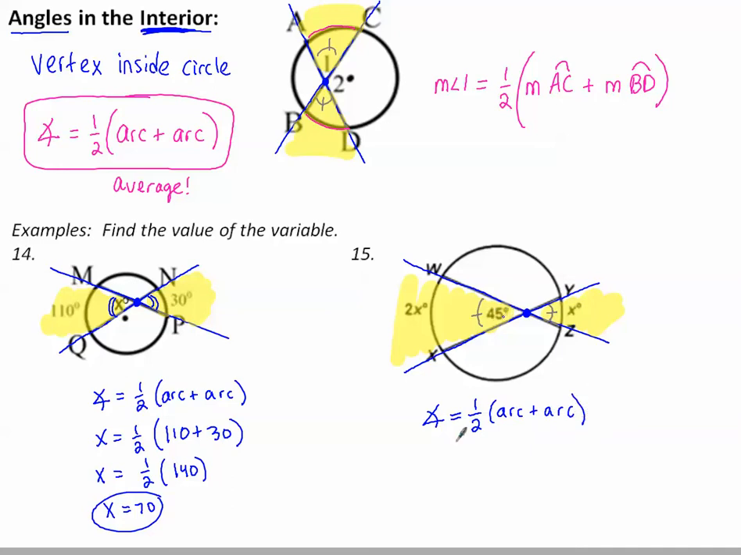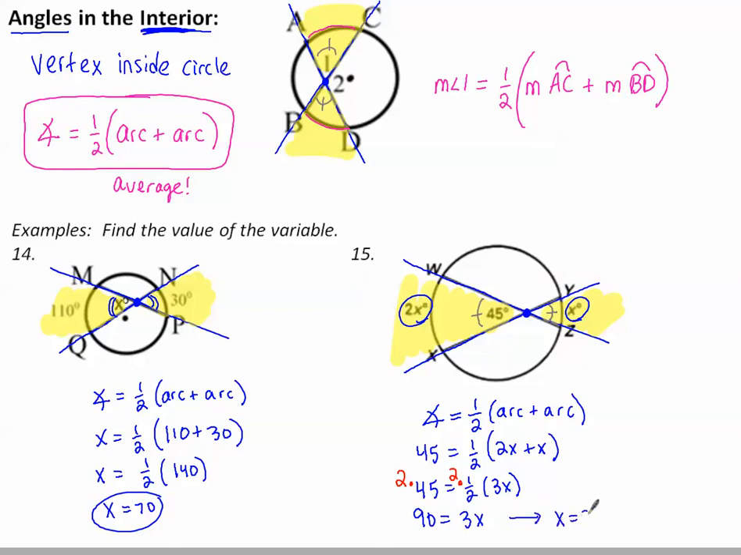In this picture, the angle says 45. This arc says 2x, this arc says x, so 2x plus x. This time, I can combine the x's and I can get rid of the 1/2. So let's go ahead and combine the x's first. That makes 3 x's, and then multiplying by 2 helps me get rid of that dividing by 2. And dividing by 3, x equals 30. So the hardest part, recognizing what type of angle, vertex is inside the circle, and the formula to use.